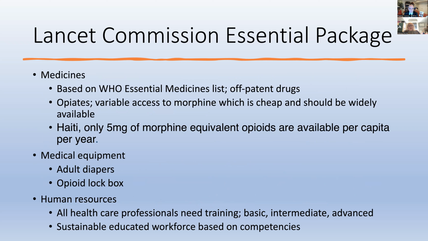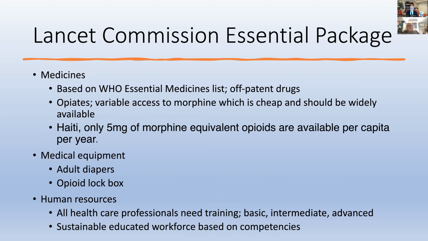The medicines are based on the WHO Essential Medicines List, which focuses on off-patent drugs, because obviously these are cheaper than drugs which still hold their patents. I think one of the things which is a huge source of controversy is the hugely variable access to morphine. Morphine, which is actually cheap and should be widely available, is very disproportionately available in some places compared to others. For example, in Haiti, only 5 milligrams of morphine equivalent opioids are available per capita per year. And this is in comparison to 55,000 milligrams per capita in the US. So there's a huge disparity.